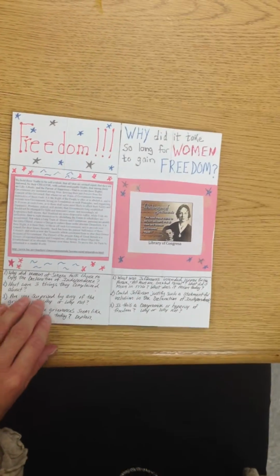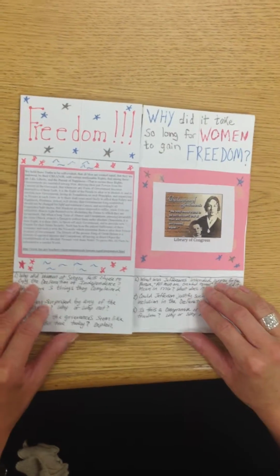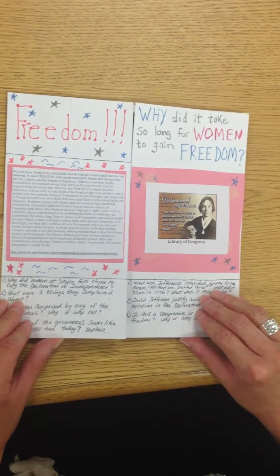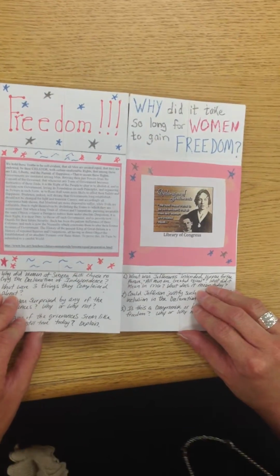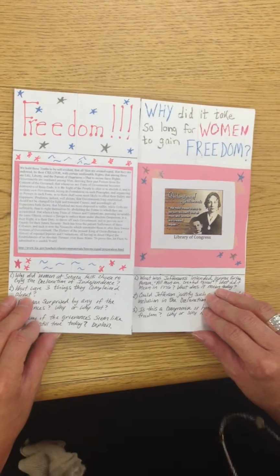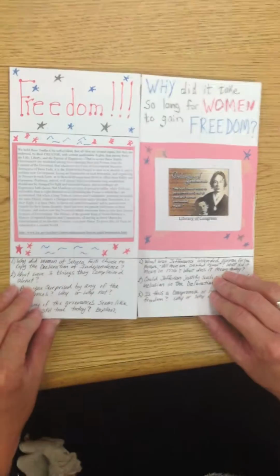This foldable is designed as an historical thinking exercise on the topic of why did it take so long for women to gain freedom. Students will be asked to analyze the documents to answer the questions. All the images were from the Library of Congress and the National Archives.